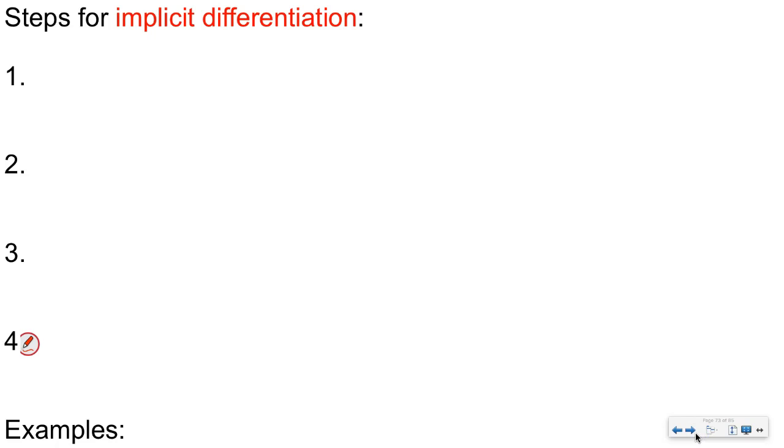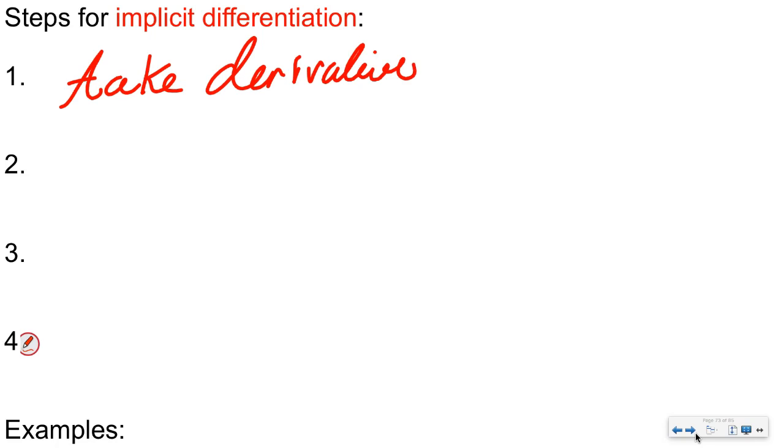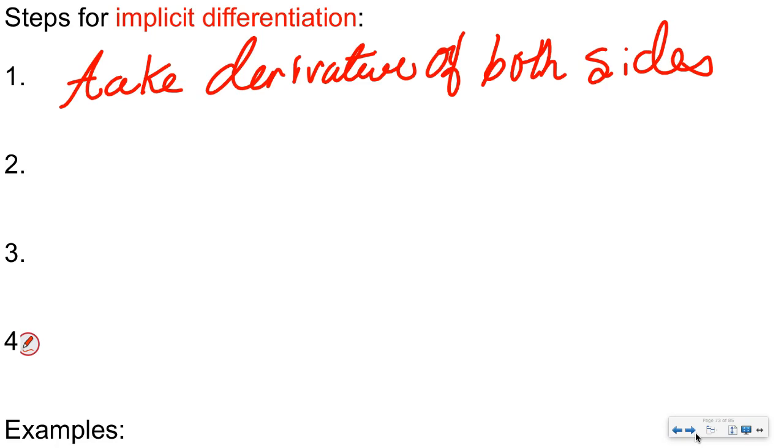So let's write those steps down. First of all, I took the derivative of both sides. So let's write: take derivative of both sides. You don't need to move anything around. Just take the derivative of both sides to start the process. And that's what I did on that circle.